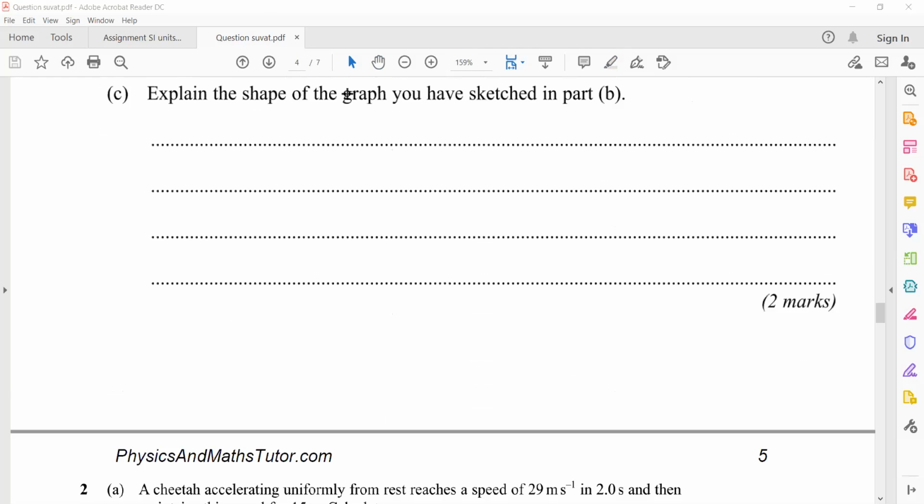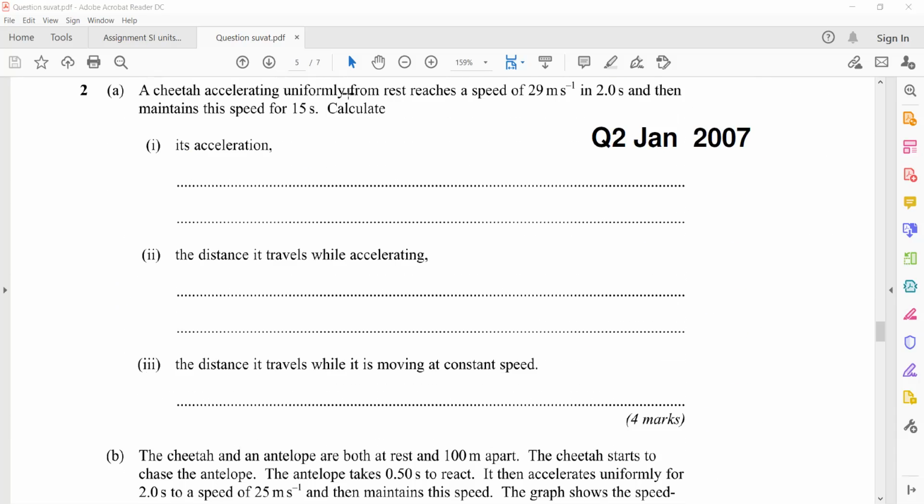Then the distance-time graph sketching is there. I will share this file with you so you can solve.